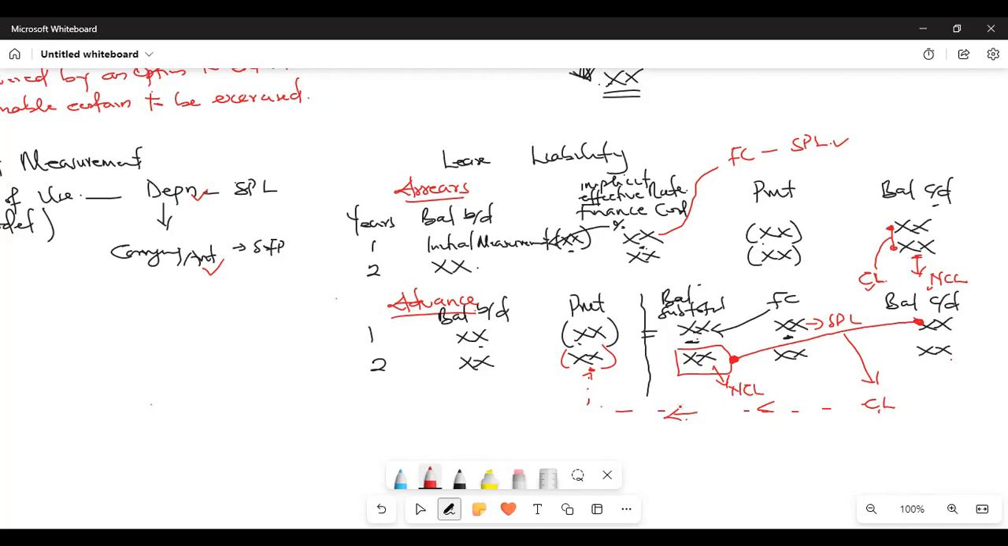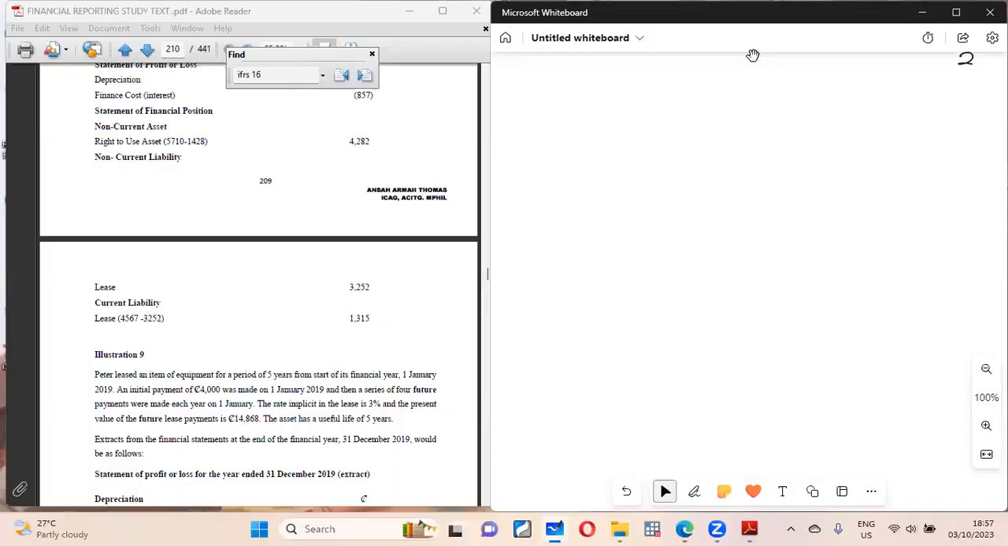Now, any question? Because without any question, it means that we are good to go and we are supposed to be solving some examples now. So let's take some examples. And this is the illustration.